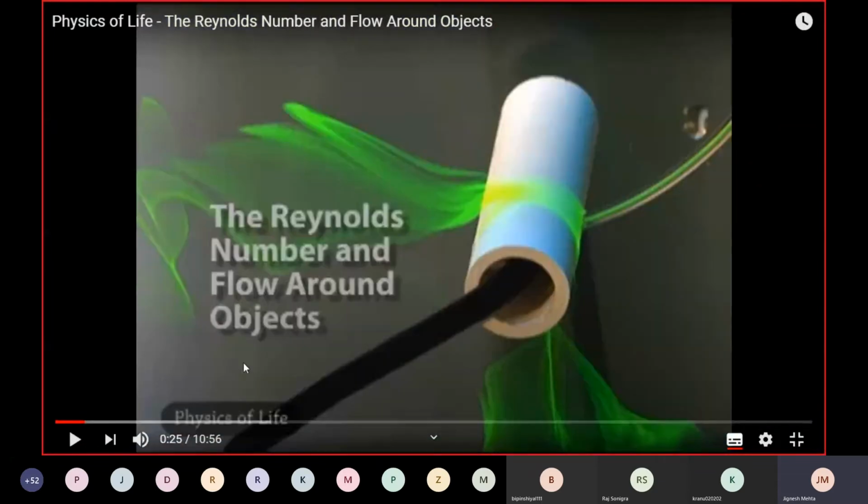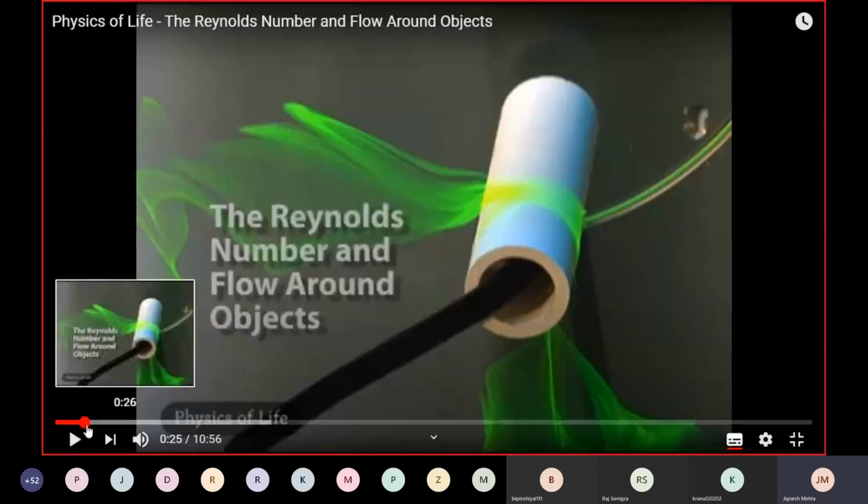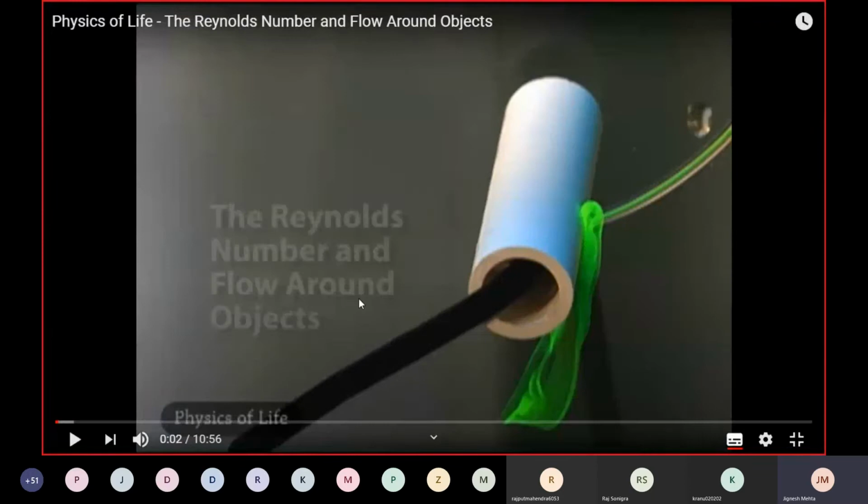Dr. Turner, who is a professor in the biology department at some university, I suppose in the US, has carried out this flow visualization in his laboratory, and he is explaining this phenomenon of flow over a cylinder, or cylinder in cross flow.